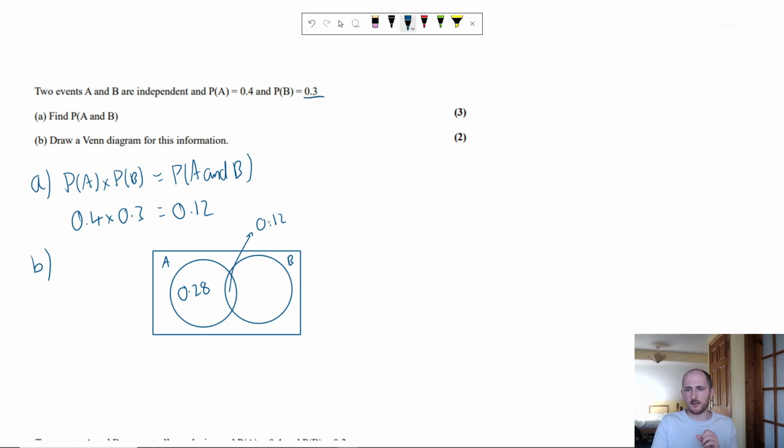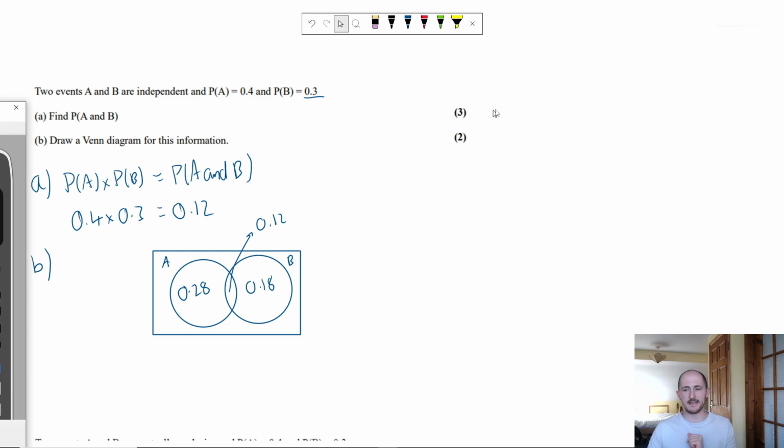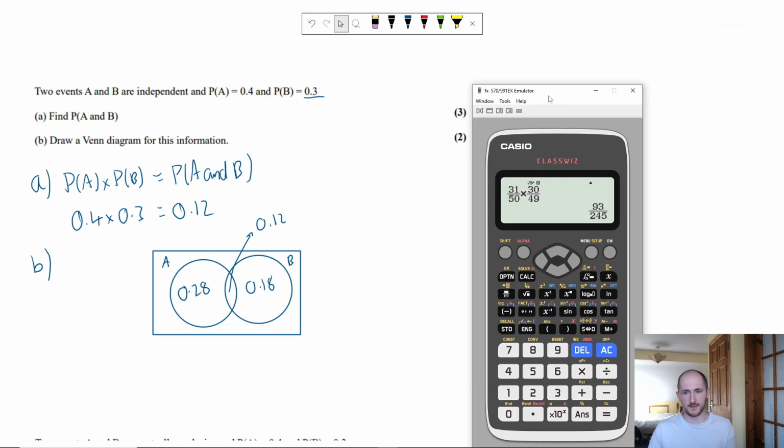And 0.3 minus 0.12 would be 0.18. So now we have those three numbers. And are we done? No, we need to have a number outside the bracket, remember? So what do we do? Well, they need to add up to 1 in this case because it's probability. So we're going to do 1 minus all of these numbers, 0.28 minus 0.12 minus 0.18.